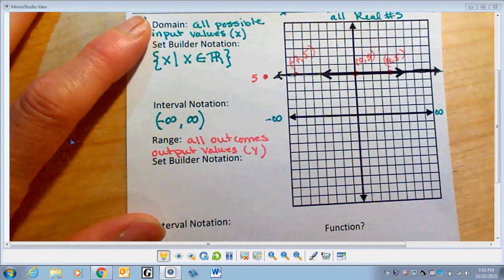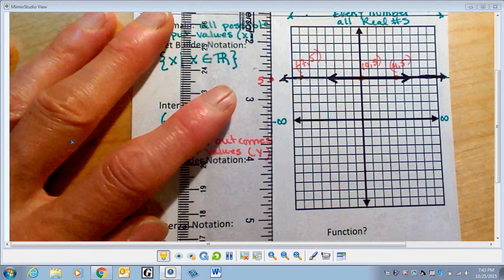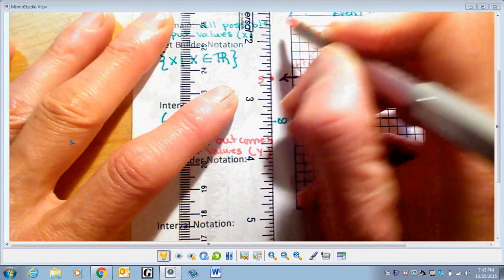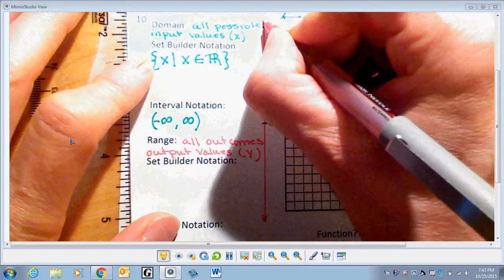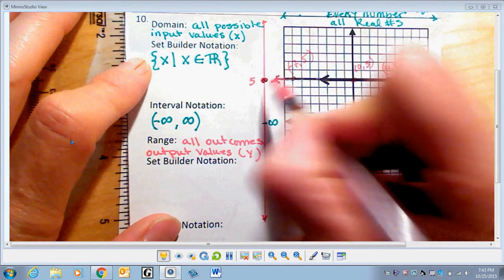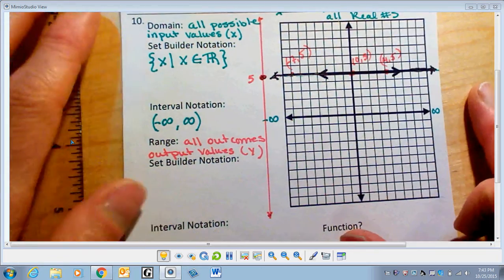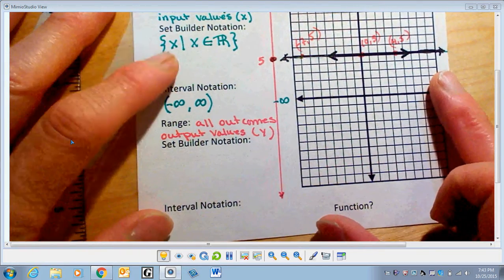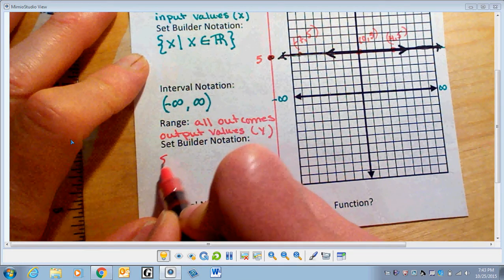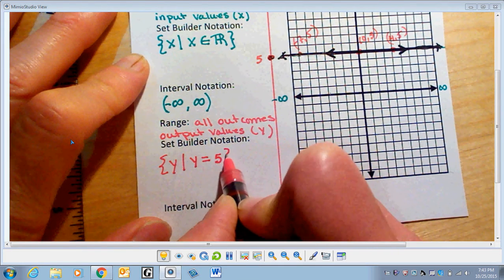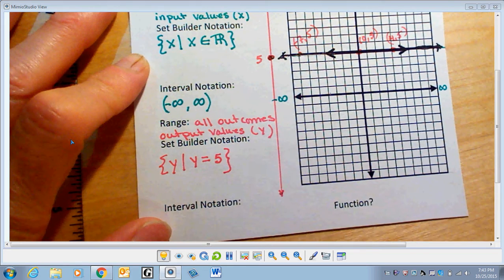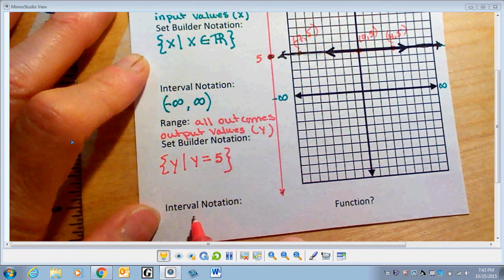So if I were going to do my number line, like I had you do in the previous one, for your y-axis, my answer would only be that one point right there. So how do I write that in set builder notation? Well, it's the set of y such that y is exactly 5. End of story. Interval notation? Well, the only point I have is 5. It can be exactly equal to 5.